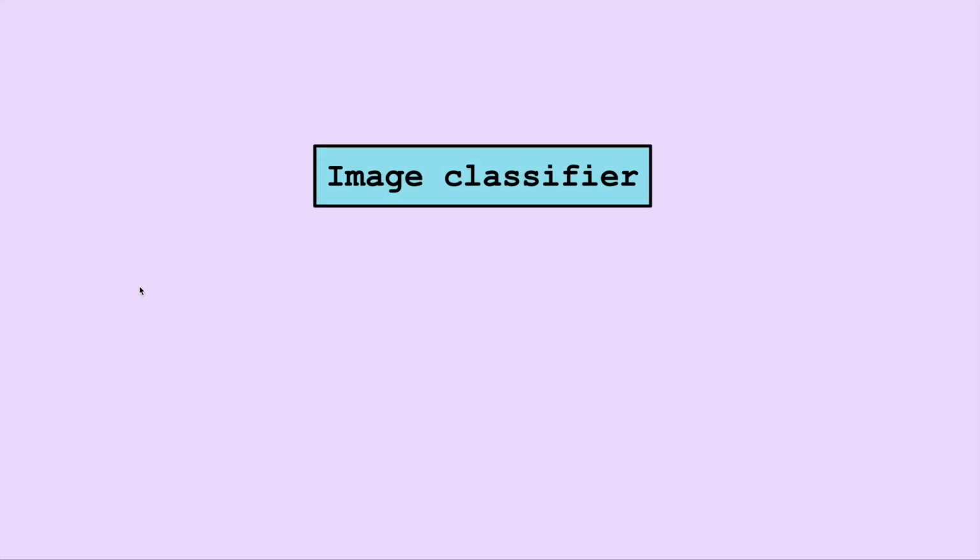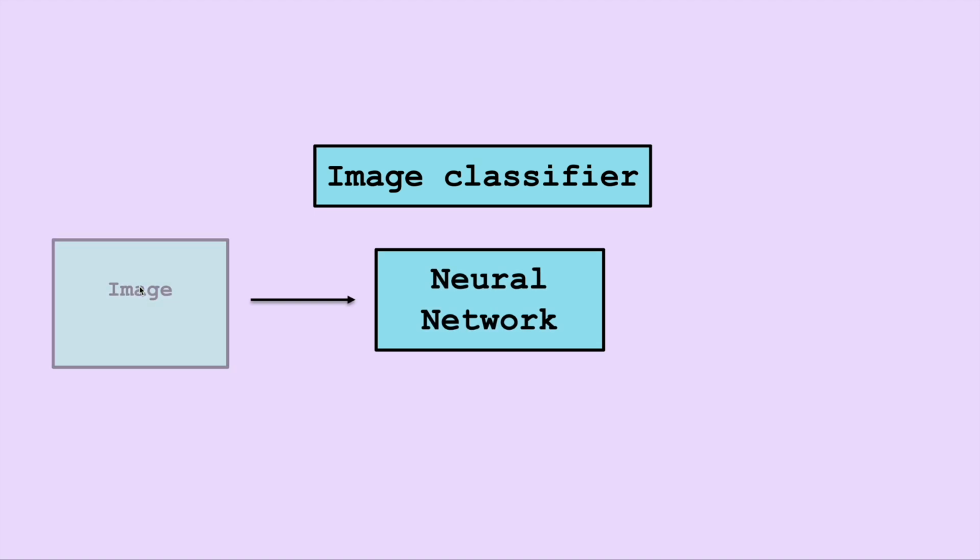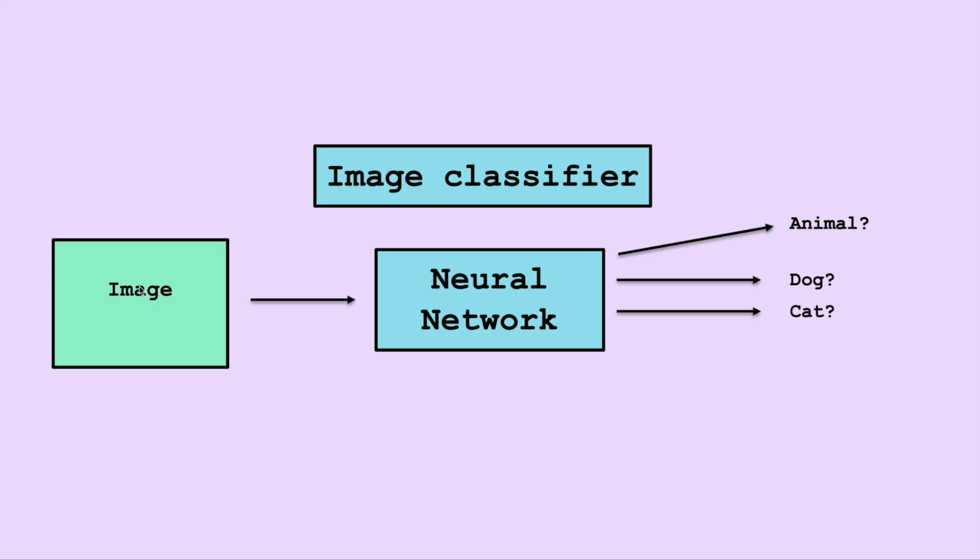Imagine you're trying to classify images. You train a neural network to say whether or not an item is in an image. Is there an animal? Yes. Is there a dog? No. Is there a cat? Yes. Is there a table? Yes. And so on. Maybe you have 1,000 categories of things.